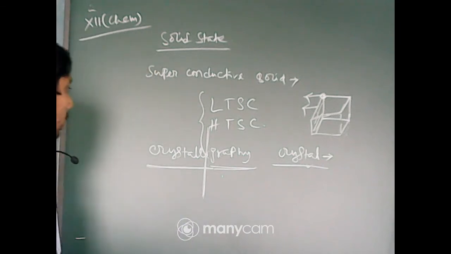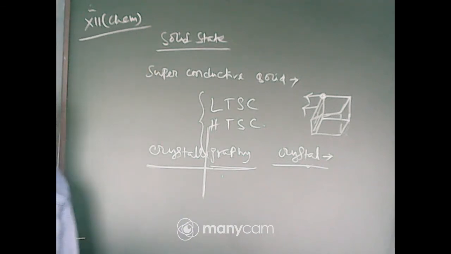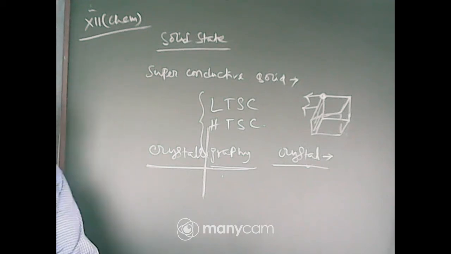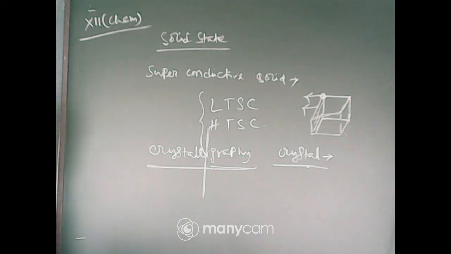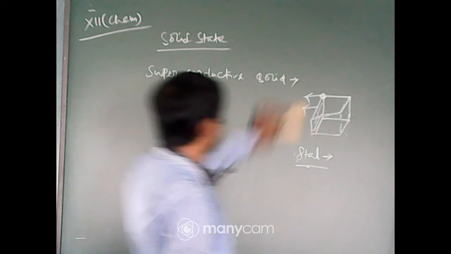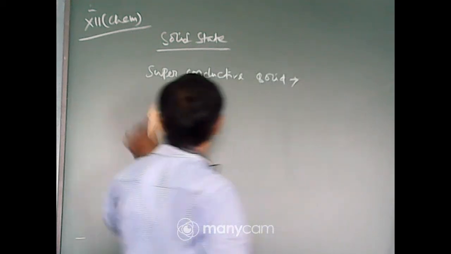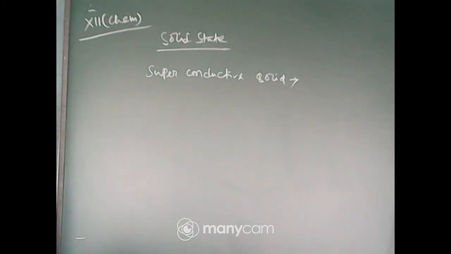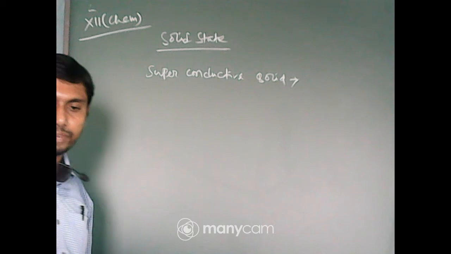The study of crystals is called crystallography. The branch of chemistry which deals with the study of crystals is known as crystallography. Now coming to some general characteristics of the solid state. The general characteristics are known to you: intermolecular forces are maximum here, and the solid has a rigid and definite shape.